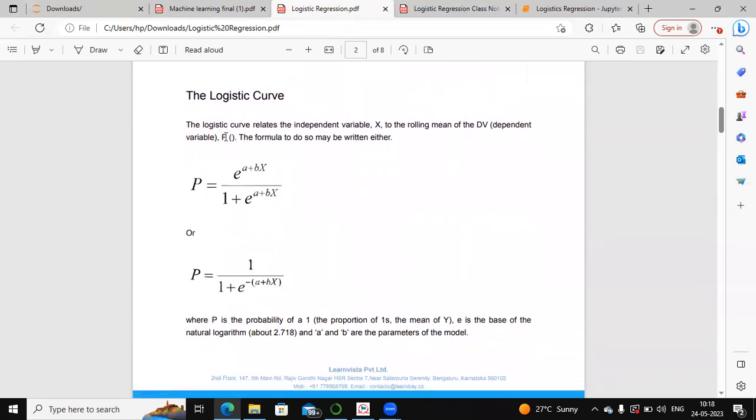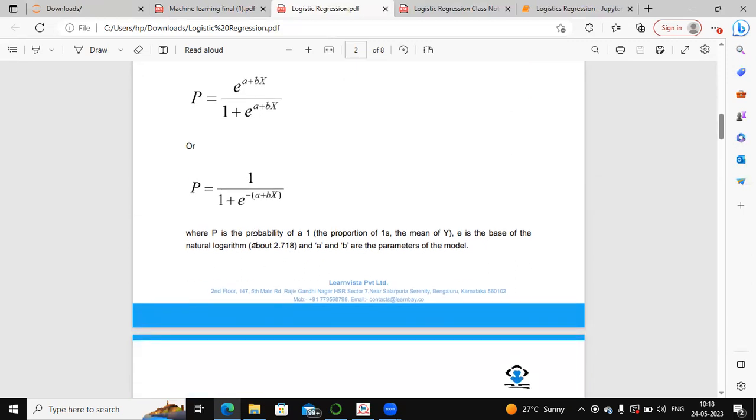The logistic curve relates the independent variable x to the rolling mean of the dependent variable. The formula to do so may be written either as probability p is equal to e power a plus bx by 1 plus e power a plus bx, or, as we usually write, the sigmoid function, that is 1 by 1 plus e power minus y, where y is a plus bx, where p is the probability of 1, the proportion of ones, e is the base of the natural logarithm, and a and b are the parameters of the model.